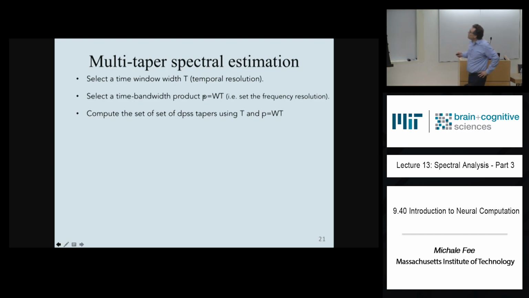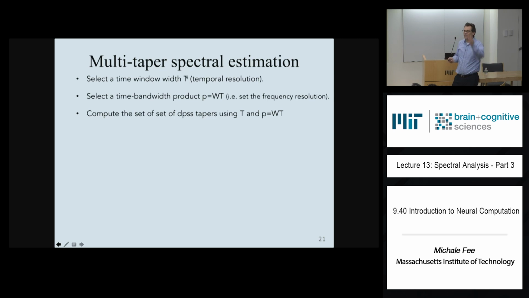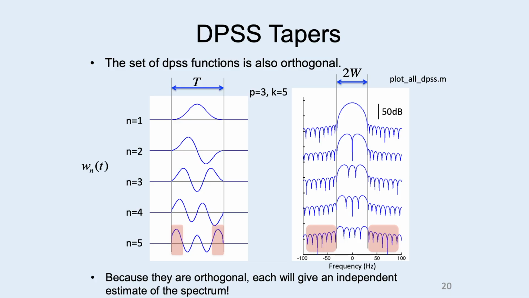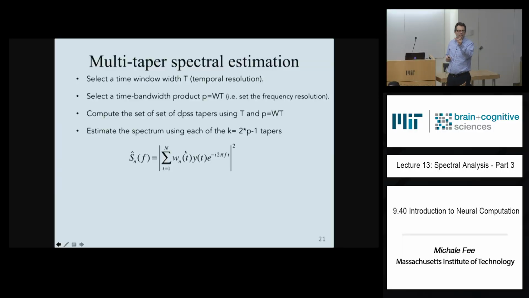Once you compute p and you know T, you just stuff those numbers into this MATLAB function DPSS, which sends back to you this set of functions here. Okay? It sends you back k of those functions. Once you've chosen p, k is just 2p minus 1. And then what do you do? You just take your little snippet of data, you multiply it by the first taper, compute the spectrum, compute the Fourier transform, okay? And then take your little piece of data, multiply it by the second one, compute the Fourier transform and the power spectrum, and then you're just going to average.